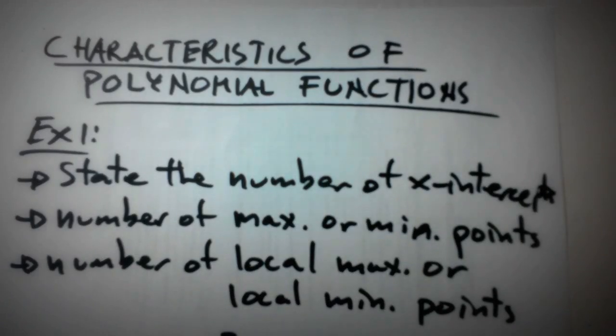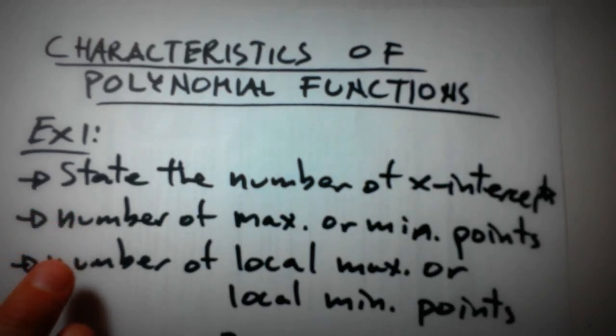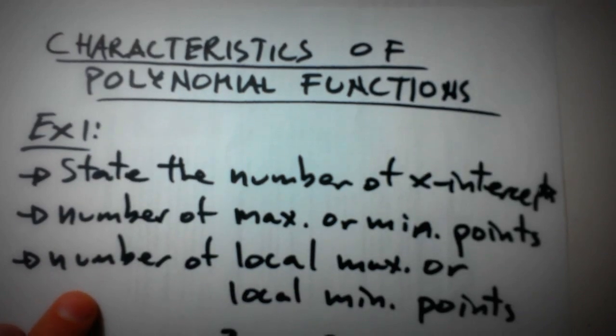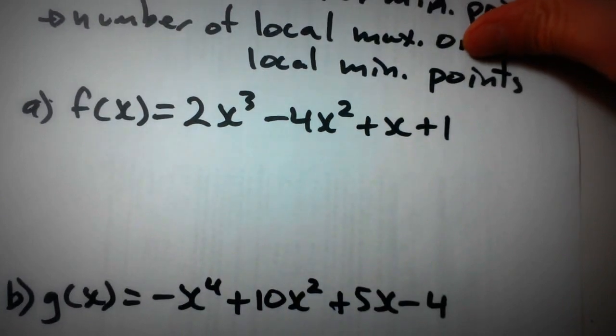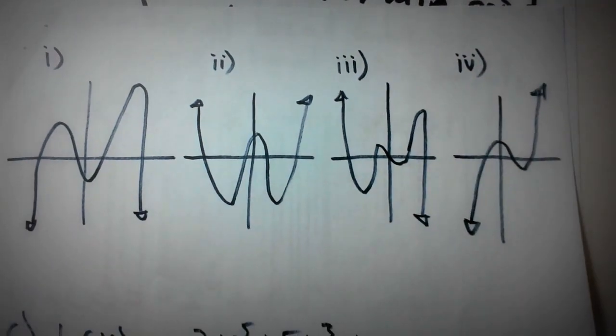Characteristics of polynomial functions. Let's look at example 1. Example 1 is asking us to determine the key features of the graph of each polynomial function. Use these features to match each function with its graph. So these are the features. State the number of x-intercepts, the number of maximum or minimum points, and the number of local maximum or local minimum points. And you're given these functions and also these graphs.